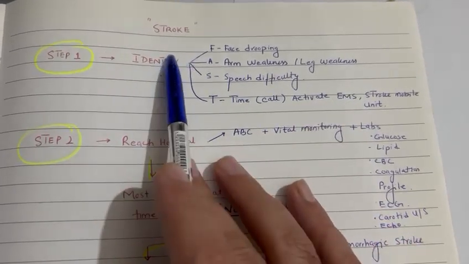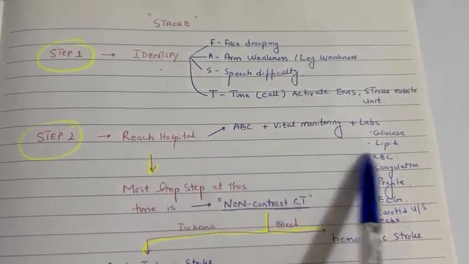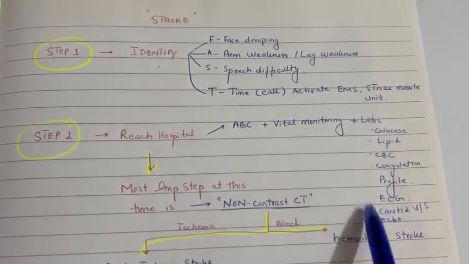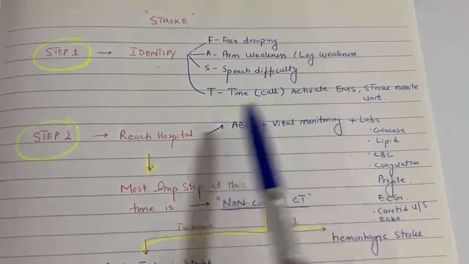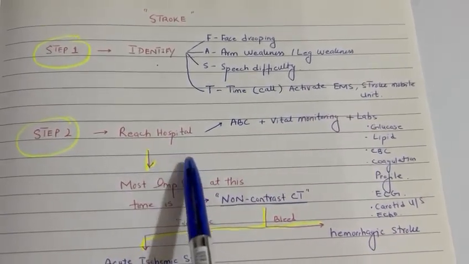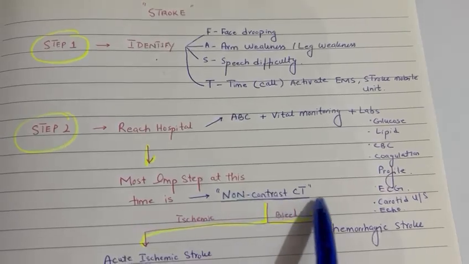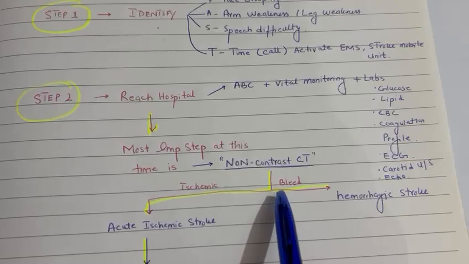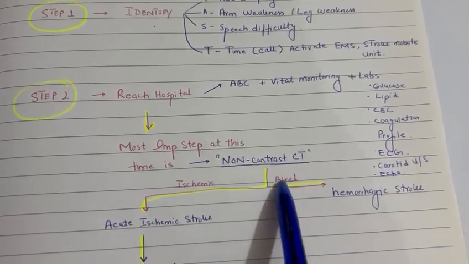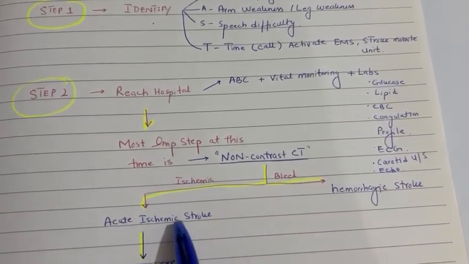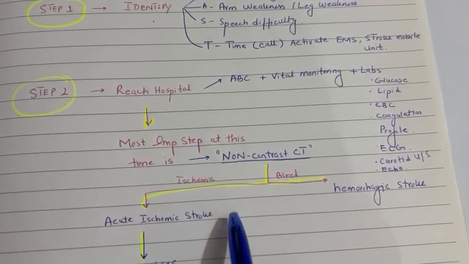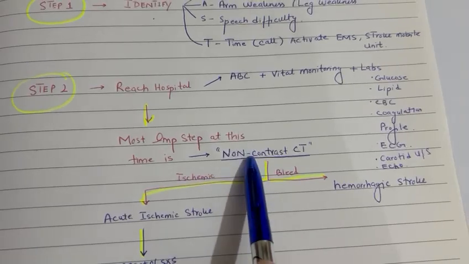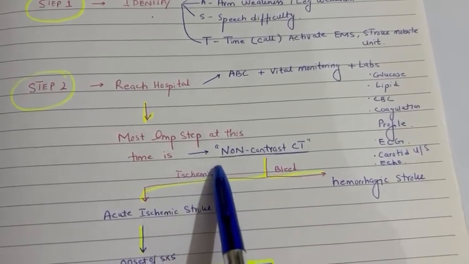So once you have identified and the patient reaches hospital, besides doing all the initial management by ABCs, while monitoring and doing all the labs, the next most important step is doing a non-contrast CT. Why a non-contrast CT? Because we need to differentiate between a hemorrhagic stroke, that is a bleed, and an acute ischemic stroke. For this lecture's purposes, we are going to discuss acute ischemic stroke. Let's suppose the patient developed ischemic stroke.